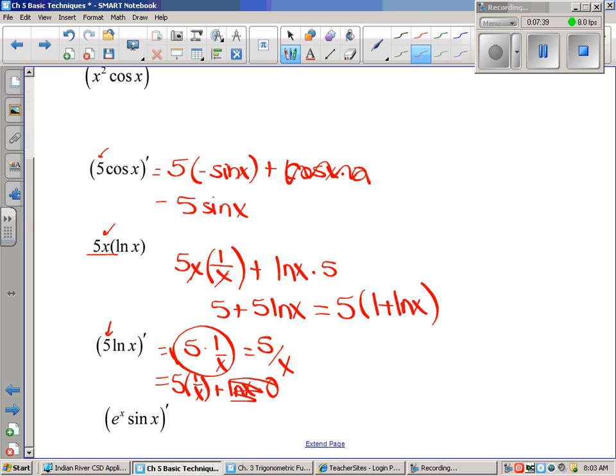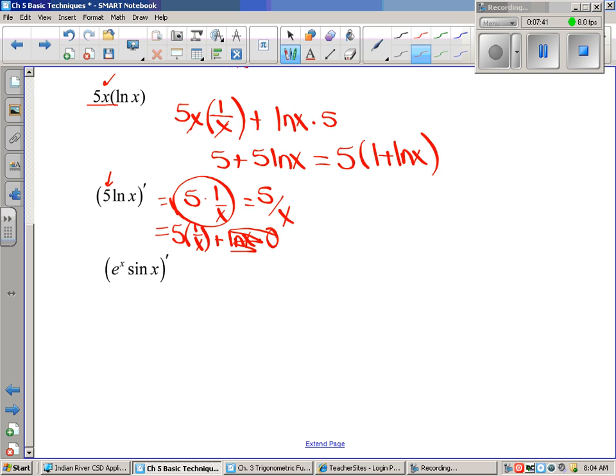Okay, last example here. So I had e to the x times sine x. So why don't you go ahead and try this one. I know it's slightly different than the ones you've done already, but go ahead and take a few seconds to do that.